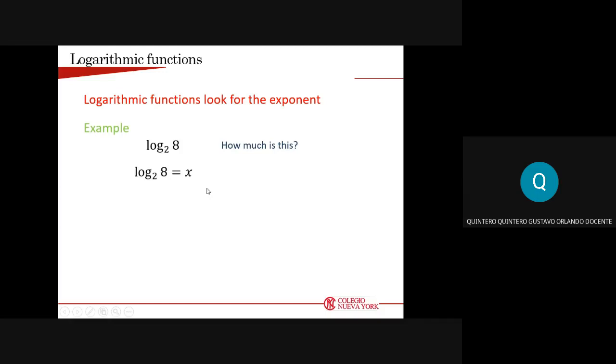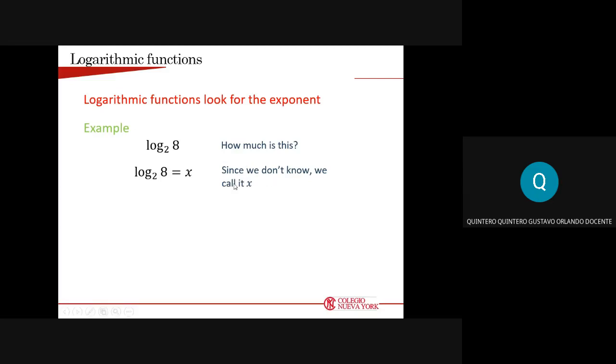Well, take a look at this. Since we don't know how much that is, we are trying to find how much logarithm to the base 2 of 8 is. Then we're going to call it x. Since we don't know, we call it x. This is a variable. In mathematics, most of us mathematicians, whenever we don't know something, we call it x. All right?